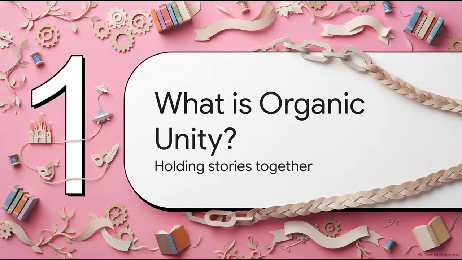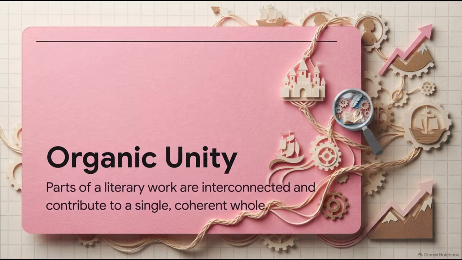Section 1. What is organic unity? Holding stories together. To kick things off, we really have to ask the fundamental question, what actually holds a compelling story together? Okay, let's dive right into this. Organic unity is the principle that all parts of a literary work are interconnected and contribute to a single coherent whole. I really want you to focus on those two crucial phrases there, interconnected and coherent whole.